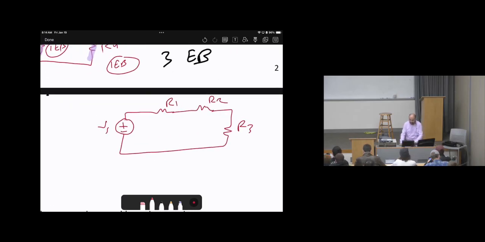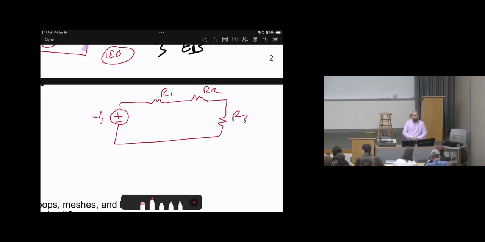With this example, this circuit, how many essential branches do we have? Or how many branches? Let's start with how many branches. We have R1, R2, R3, and a voltage source. So we have 4 branches. How about essential branches? 1. Why? They are all sharing the same currents, so they will be counted as one essential branch. Okay?